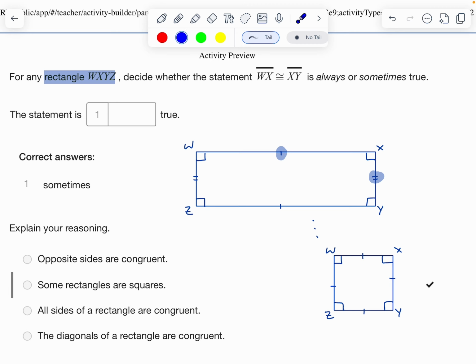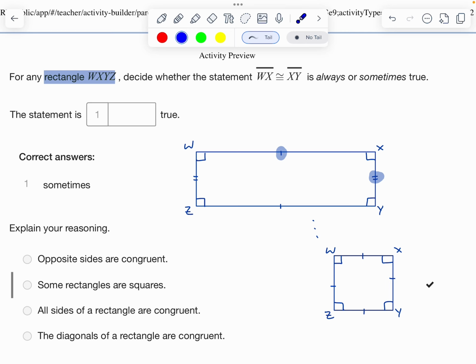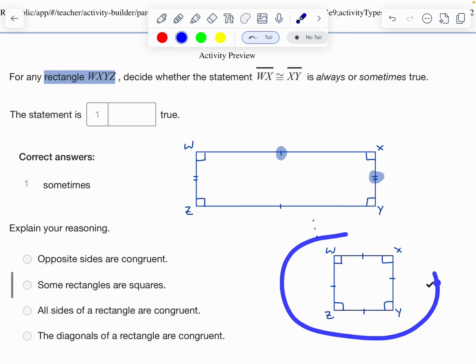Well, if I drew it this way, where all angles are 90 degrees and adjacent sides are congruent, well, then that means I'm just looking at a square. Is a square a rectangle? Yes. It is true that some rectangles are squares. Not every rectangle. Here's a rectangle that's not a square, but here's a rectangle that is a square.